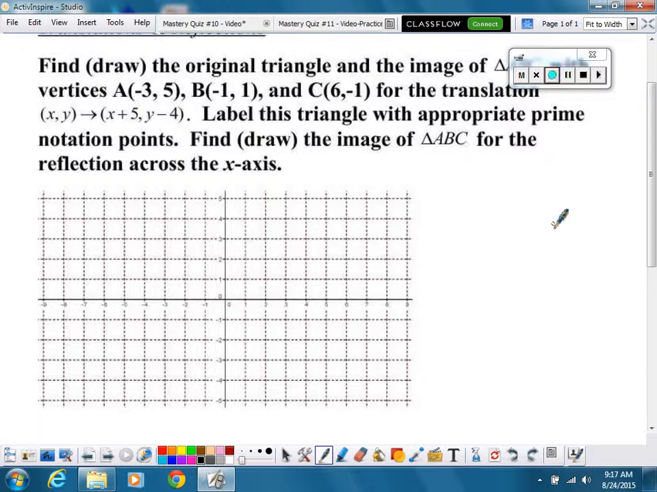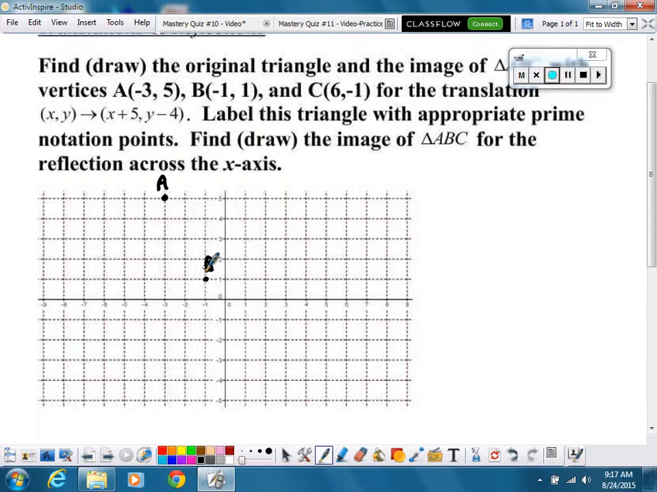Point A is at (-3, 5), so I count over to the left 3 and up 5. It's going to end up right here. I'm going to label it point A. Make sure you label your points correctly. B is at (-1, 1), so I'm going to go left 1, up 1. There's B. Like I say, this might get a little messy when I get my 3 triangles on here, but we'll do the best we can.